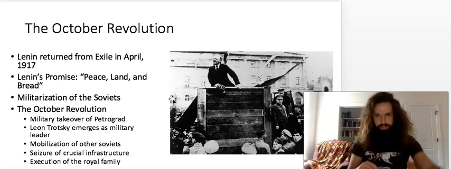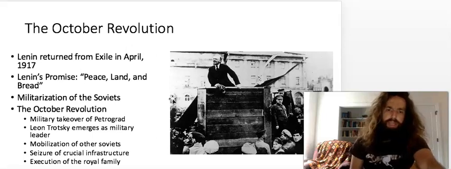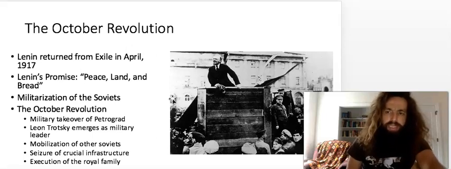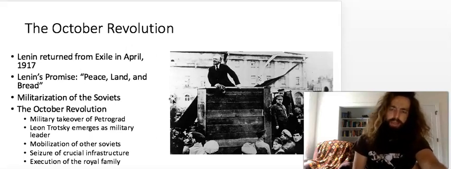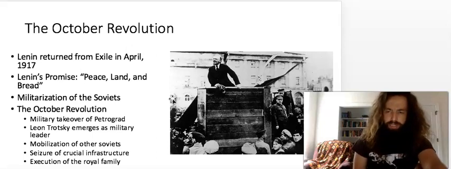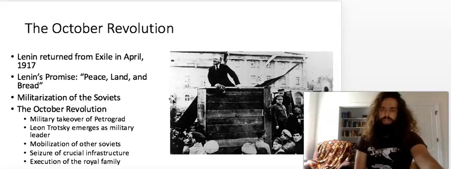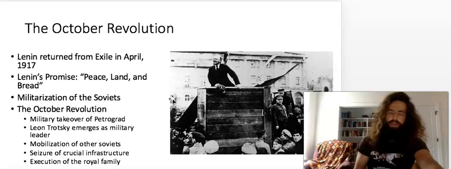So when Lenin gets back, he begins to prepare the Soviets for war. And his idea is that he's going to wait for a moment of crisis. And at that moment of crisis, the Soviets are simply going to grab their guns and take control of the major cities in Russia. They're going to take control of palaces and whatnot. And this is exactly what happens.